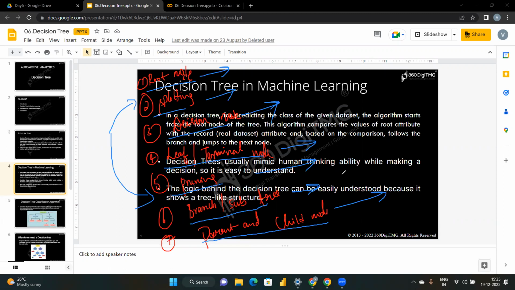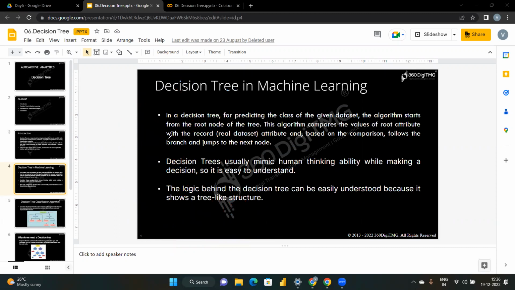The placing of attributes as root or internal node of the tree is done by using some statistical approach. This decision tree follows the sum of product, which is SOP. The sum of product is also known as disjunctive normal form. So these are the SOP which is followed by the decision tree.